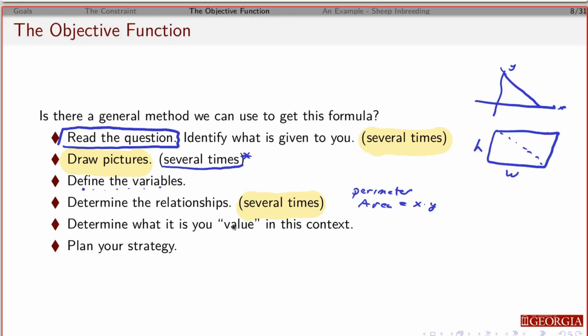Then you need to go through and figure out what's important. What is the thing that is important in a given context? Is it the area? Is it money? Is it time? Whatever it is. And then finally, make a plan. Figure out how you're going to tackle the problem. Don't just expect to look at this and know exactly how to do it, because each one of these problems is a little bit different. And if you don't stop and ask, what is my course of action going to be, it's going to be very easy to go off and do the wrong problem. Once you do that, then you can go and solve the problem.